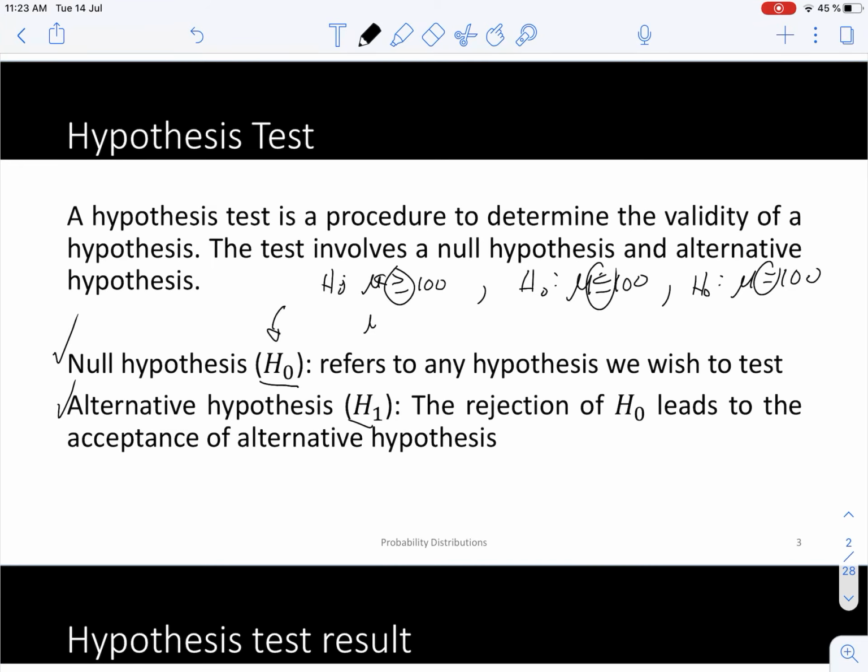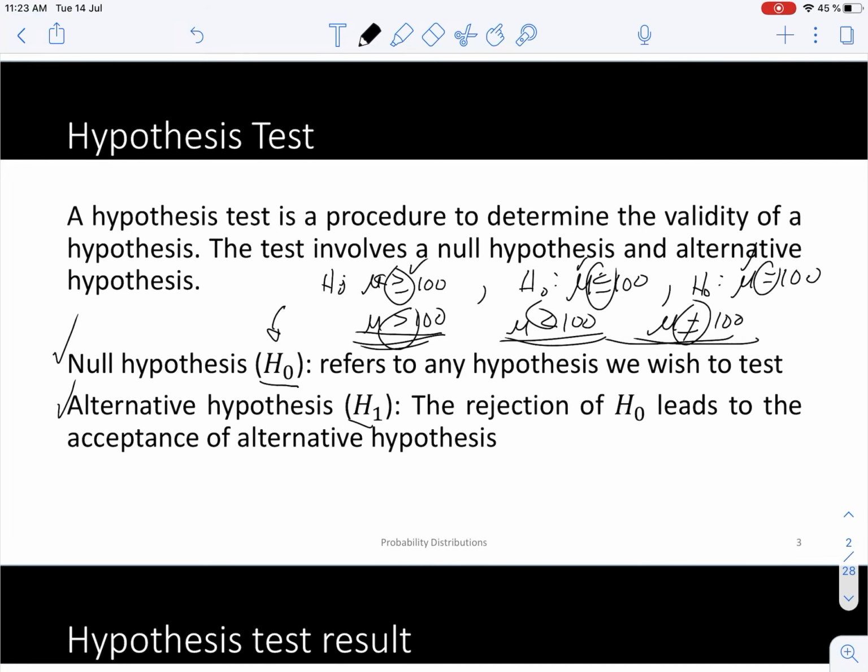If we have an expression such as mu greater than 100, that's not the null hypothesis. That will be an alternative hypothesis. Mu less than 100 or mu different than 100. Again, in the null hypothesis, it is not possible to have these expressions. We will only have expressions where the equal sign is included.